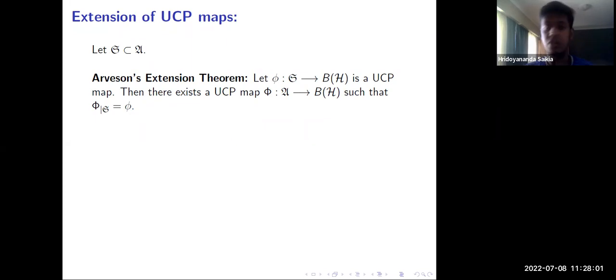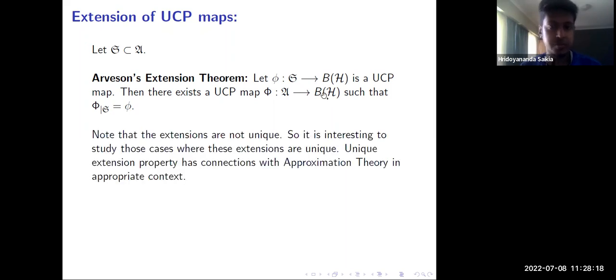The answer is not always. Then the notion of injectivity comes into the picture, and maybe we can discuss that on another day. But here we must note that the codomain is very special. Each of these maps can be extended to a UCP map on the whole C-star algebra. That's right. But this theorem is not saying anything about uniqueness.